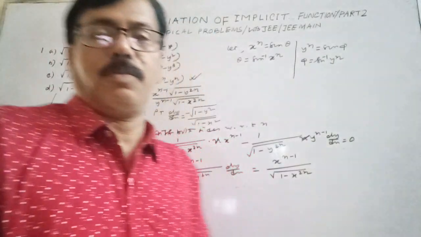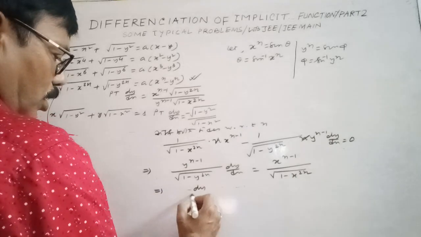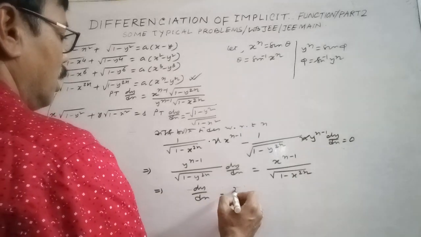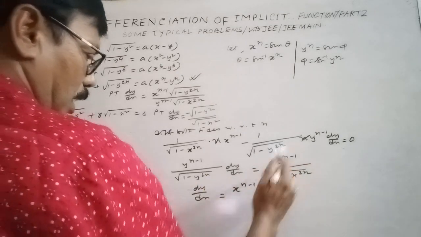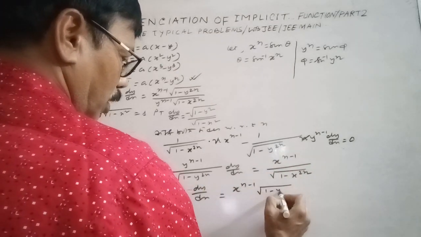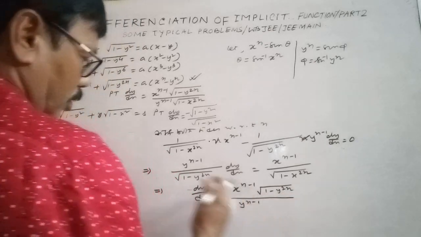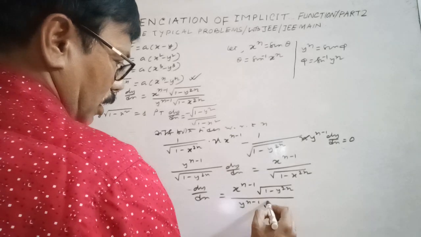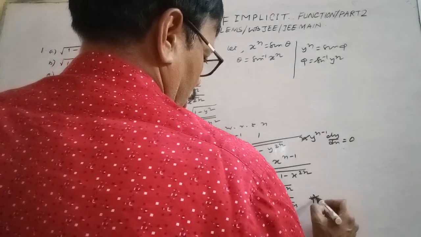So finally we are getting dy by dx: x to the power n minus 1 multiplied by root over (1 minus y to the power 2n), and y to the power n minus 1 at the denominator, multiplied by root over (1 minus x to the power 2n).